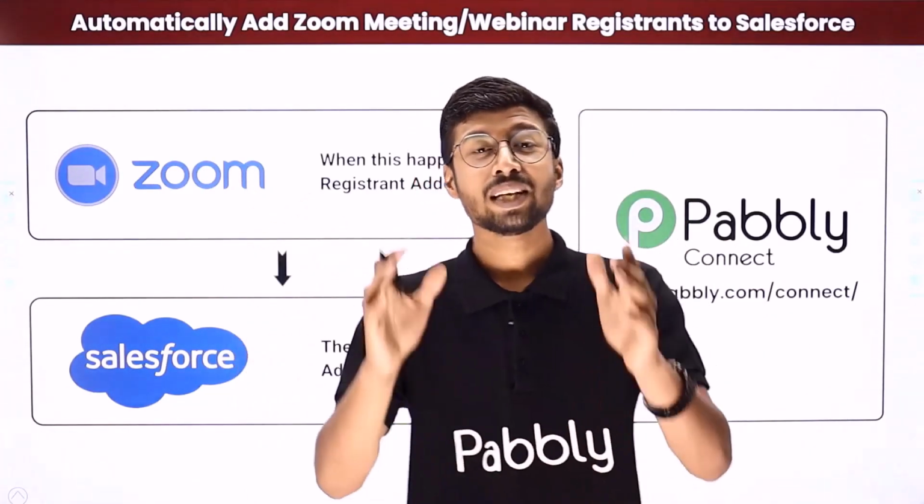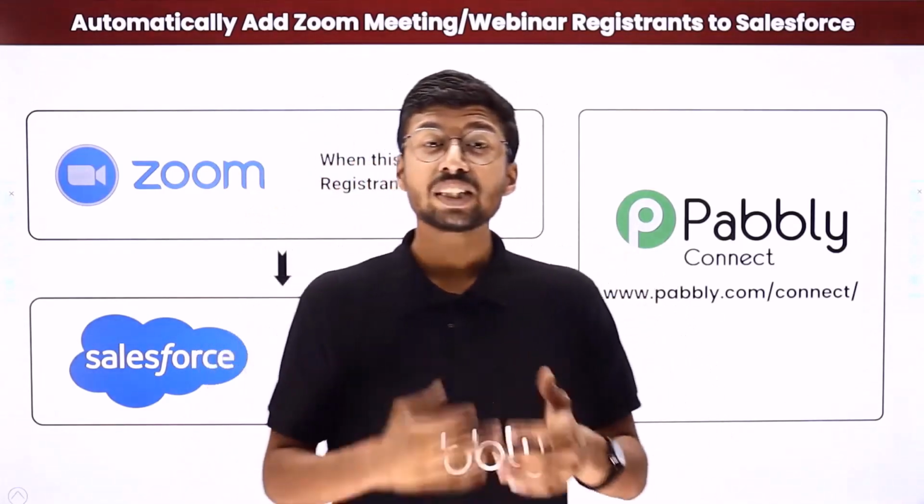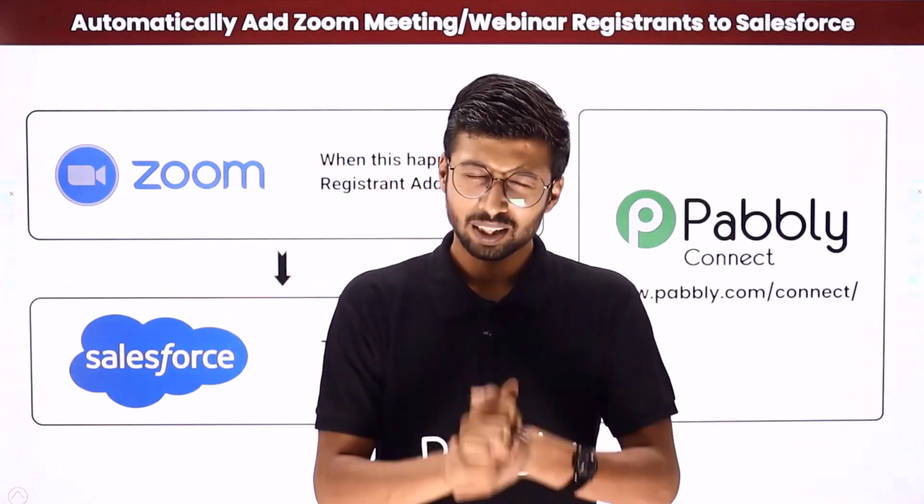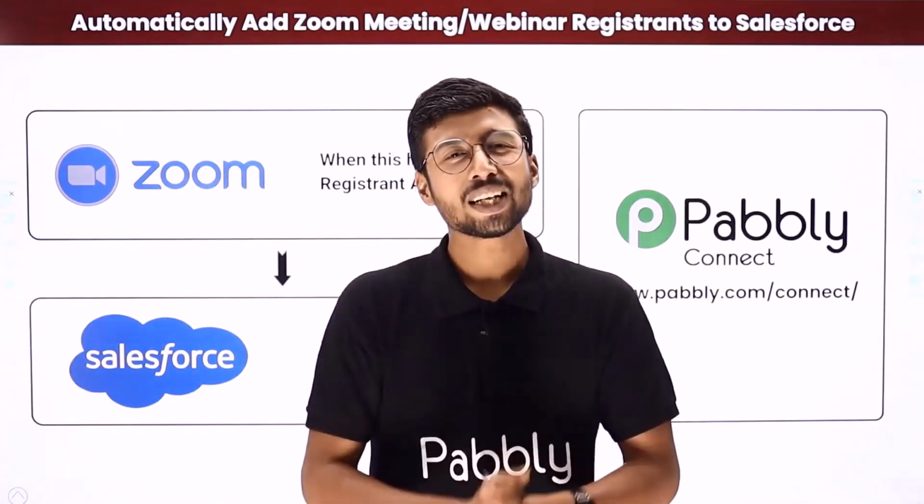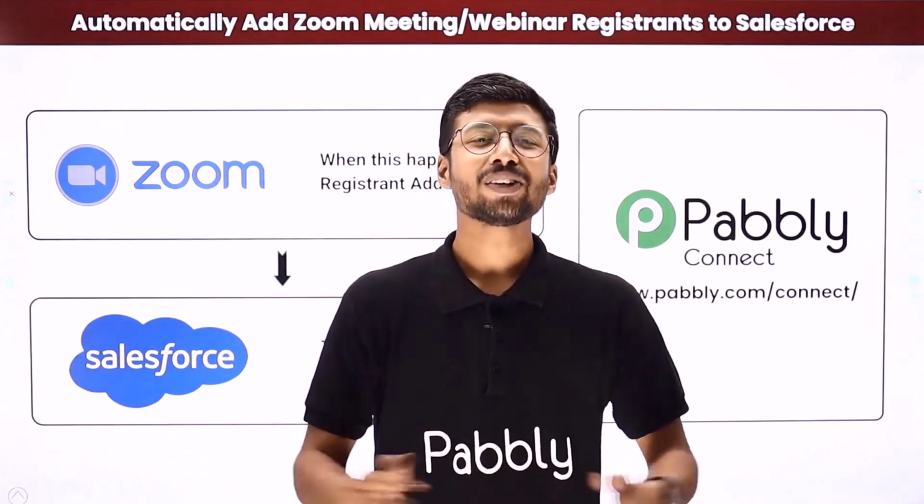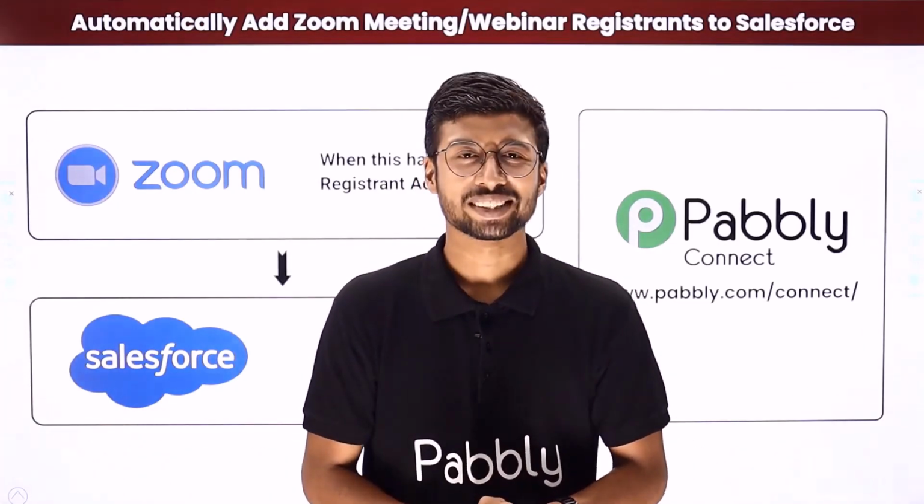So to make this happen, we will be using Pabbly Connect, which is an automation and integration software. Now, what is the actual step-by-step guide to set up this automation and how you can create this automation by yourself? To know this, you have to come with me to my screen.